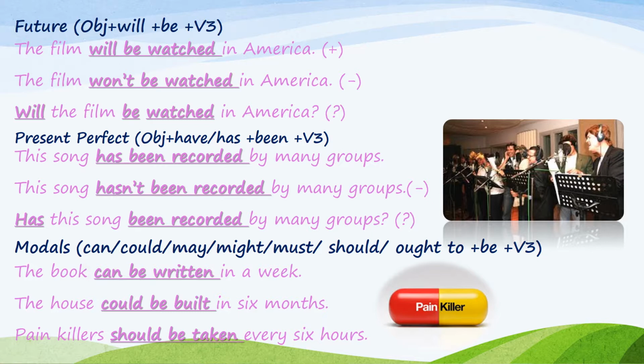If it is the present perfect, you put the object at the very beginning and then have, has plus been plus verb 3 is the structure. This song has been recorded by many groups. Modals are formed in passive by putting be next to them with verb 3. The book can be written in a week. This is the example you can see.